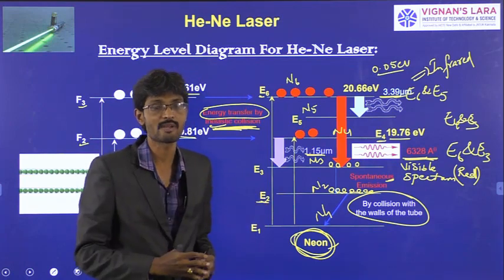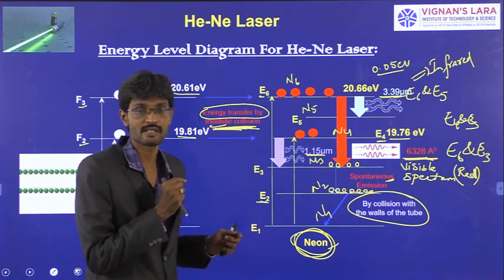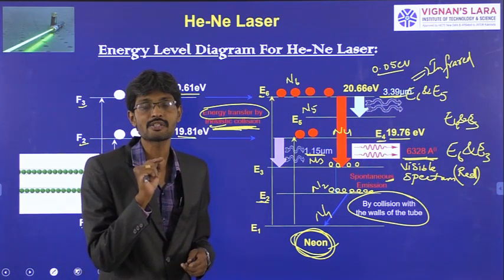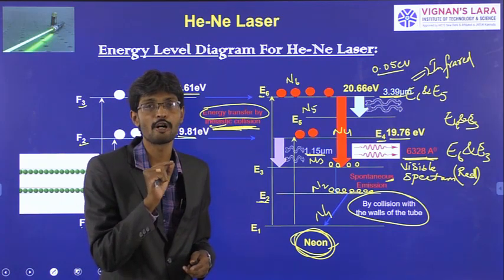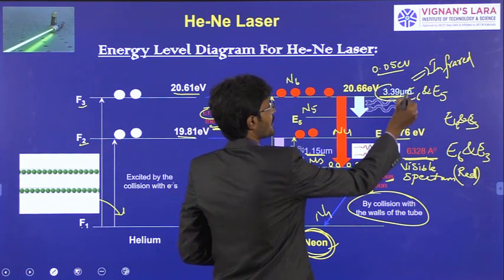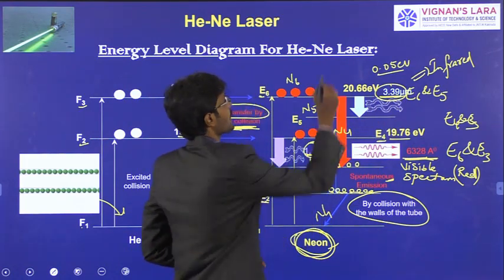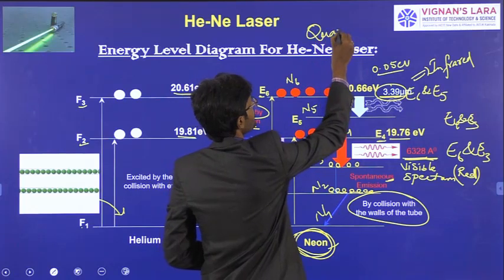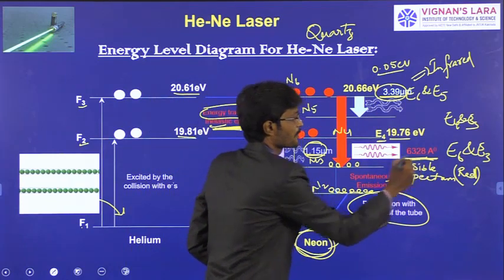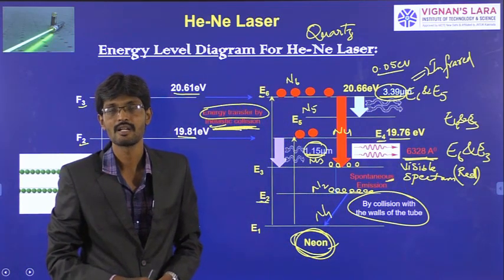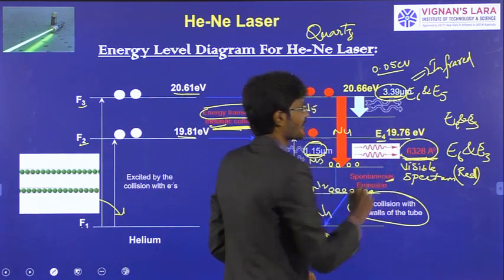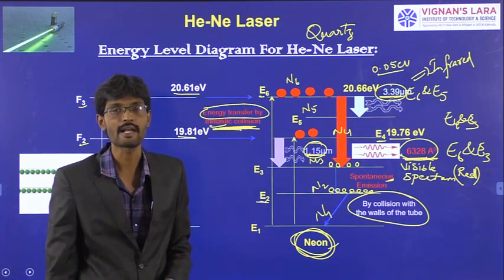So here we made an arrangement while designing the discharge tube. We already discussed in the working. The discharge tube is made up of quartz. And quartz has the property of absorbing infrared rays. Therefore, these 3.39 micrometers and 1.15 micrometers are absorbed by quartz. And what is left in the discharge tube? Only 6328 angstroms is left, and it is made as output. So therefore, the main output of the helium neon laser is 6328 angstroms.